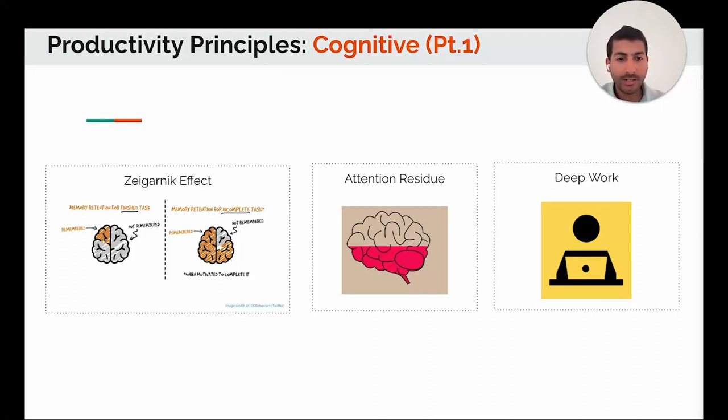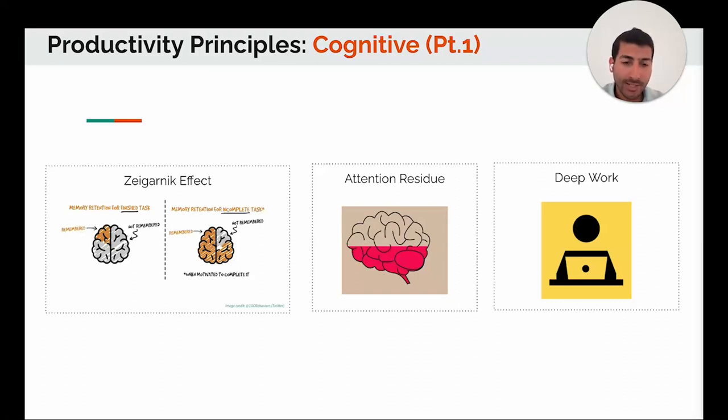The first one is the Zeigarnik effect. I'm not sure if I'm saying that right, but what this principle effectively means, and this is backed by science, is that people have the tendency to remember uncompleted tasks better than completed ones. This can lead to mental clutter and stress and reduce cognitive ability for a given task. So it serves as a reminder to always finish what you start, or at least make a plan for finishing it, so that it's not in this weird limbo state lingering in your head.